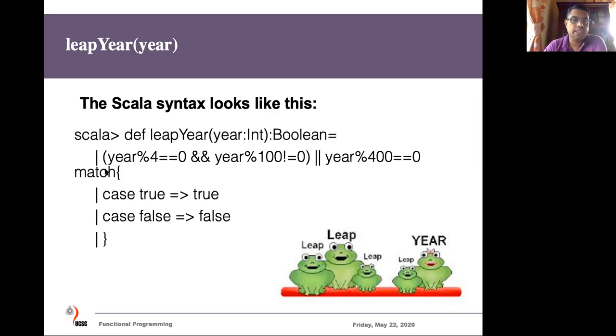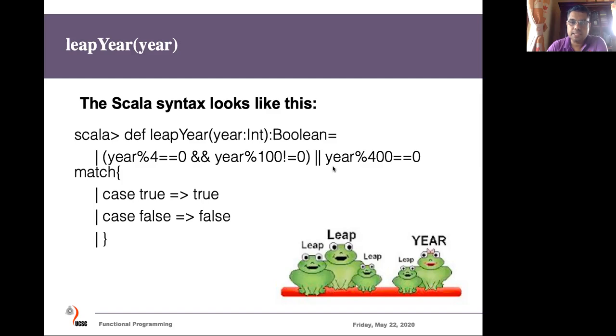In the first condition, the year needs to be divisible by 4. That is, we check that year mod 4 equals 0, and that year is not divisible by 100. So that is the first condition. If that is satisfied, it's a leap year. These two conditions both must be satisfied for the year to be a leap year, so we combine these two with the AND logical operator.